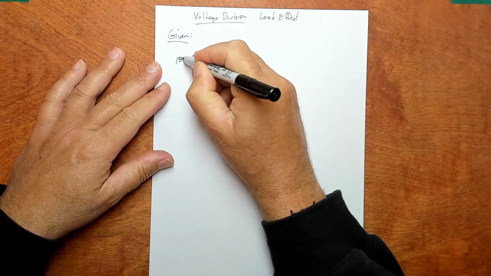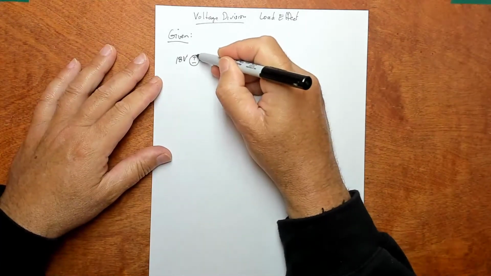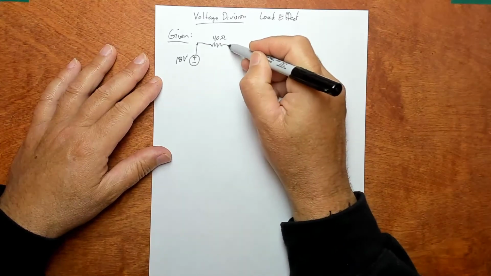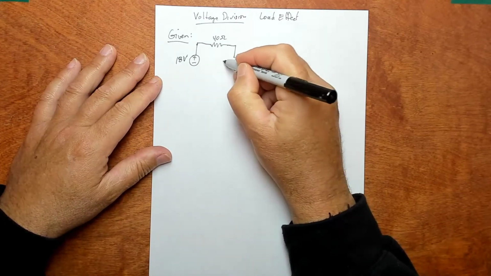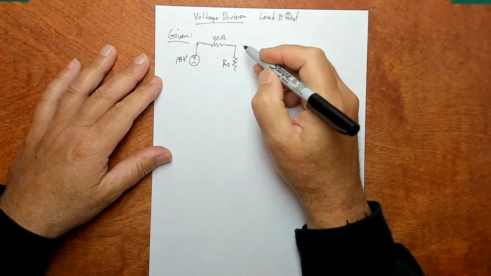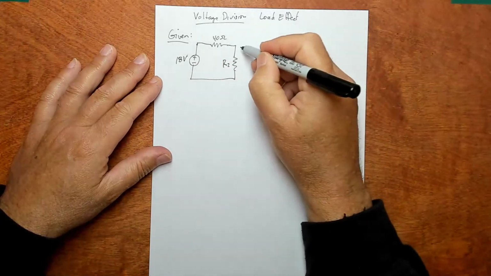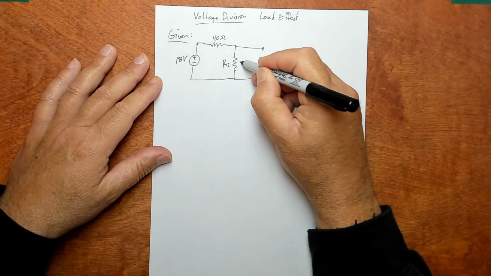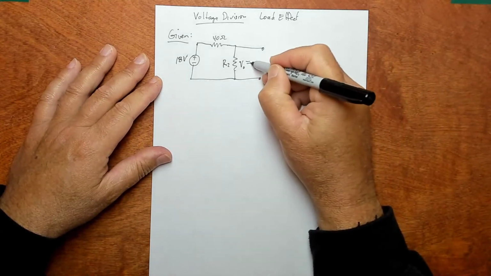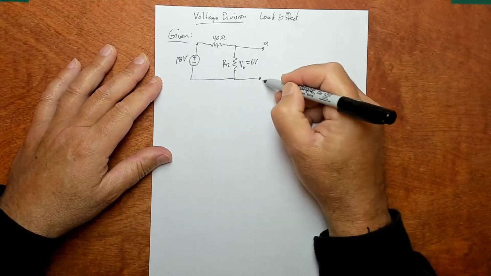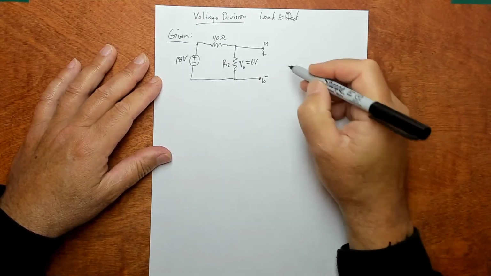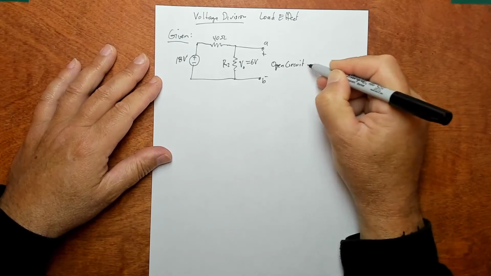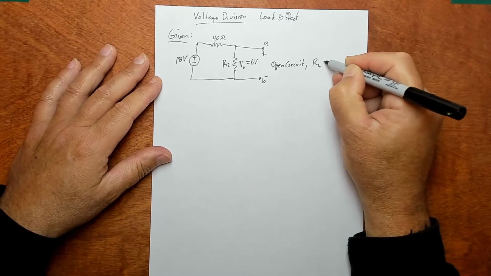So here's an 18 volt ideal voltage source, and it's connected to a 40 ohm resistor and an unknown value R2, but we know that the open circuit voltage across R2, this V0, is 6 volts. Okay, so this is open circuit. In other words, R sub load is infinity.